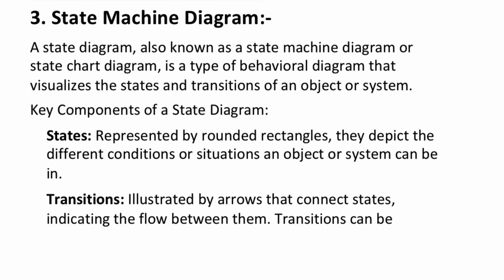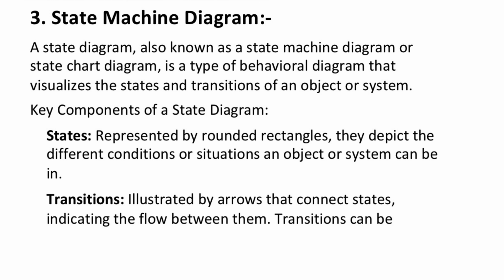Third topic is state machine diagram. A state machine diagram, also known as a state chart diagram, is a type of behavior diagram that visualizes the states and transitions of an object or a system. The key components of a state diagram are: first, states, represented by rounded rectangles that depict the different conditions or situations an object or a system can be in.